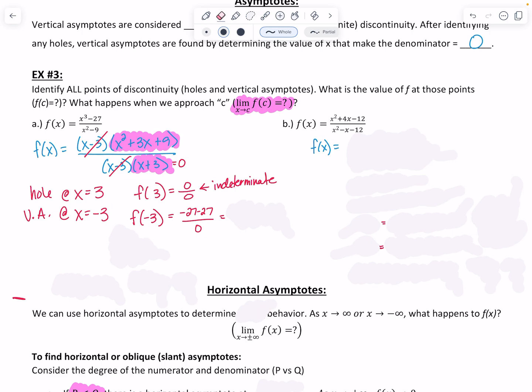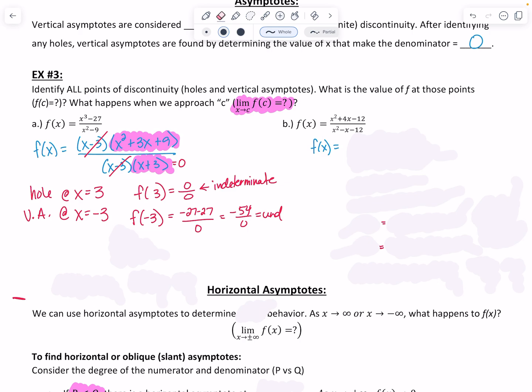So I end up getting 0 on the denominator, but I actually end up getting negative 54 on the top. And anytime I have a number divided by 0, it is undefined, which should kind of make sense also. When I have a 0 over 0, it's indeterminate. There's a hole there. If I have a number divided by 0, it is undefined.